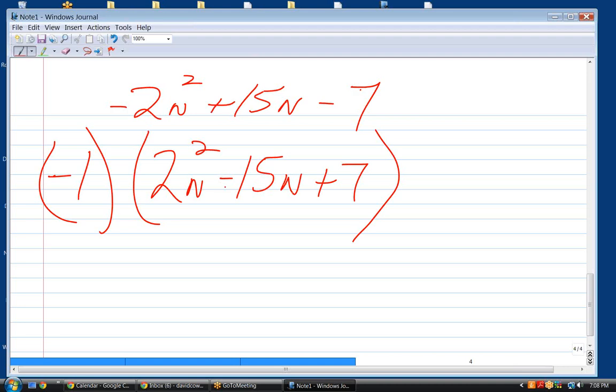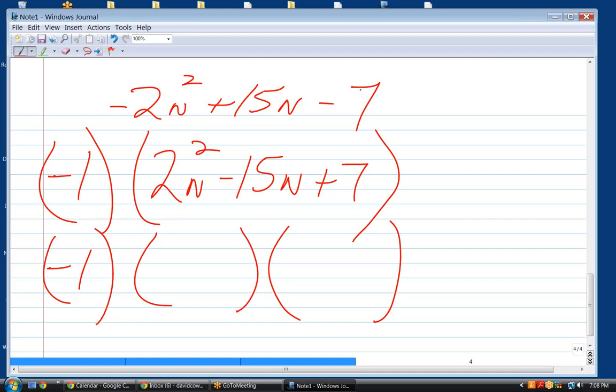Now this is much easier to factor, at least for me. You can't lose the negative 1. We still need that negative 1 out there. But now we're just factoring this, okay? Break up the n squared terms.